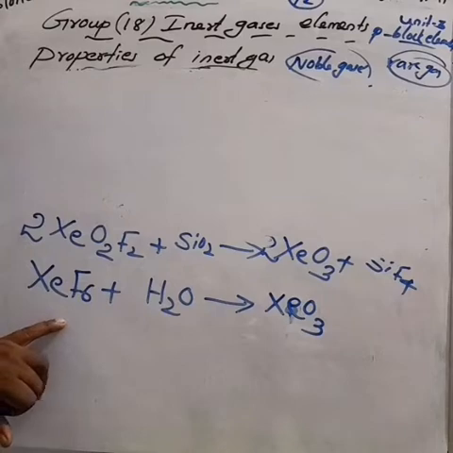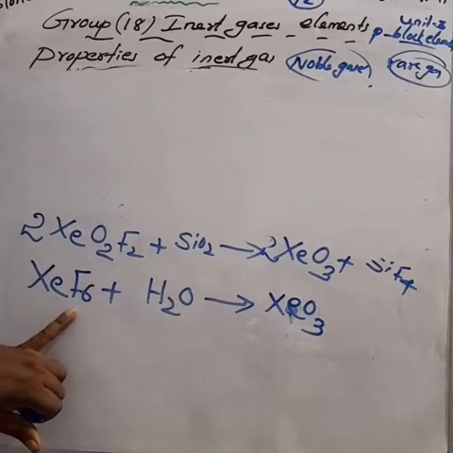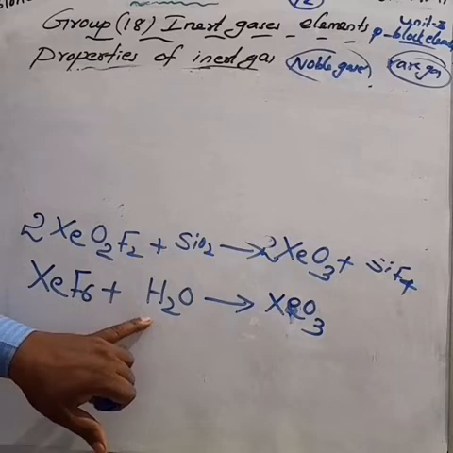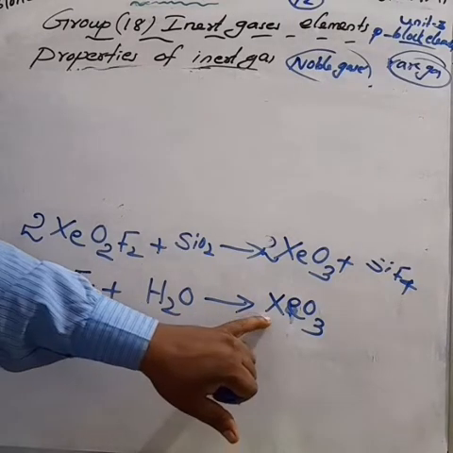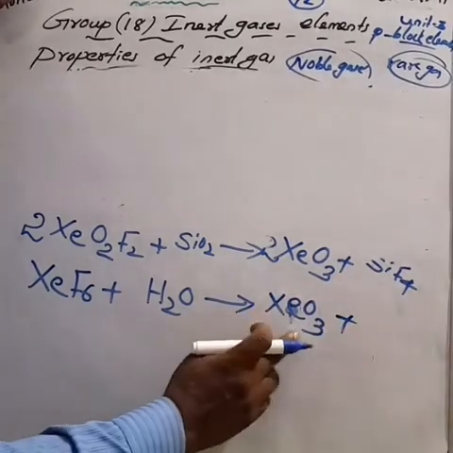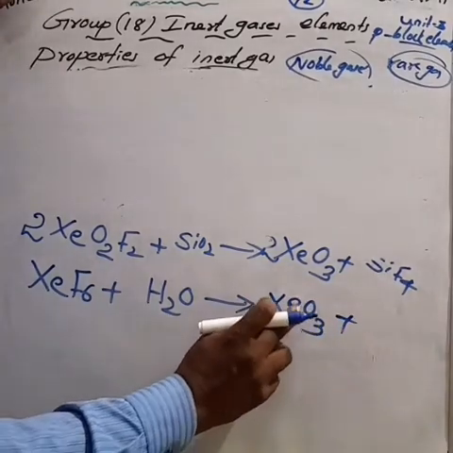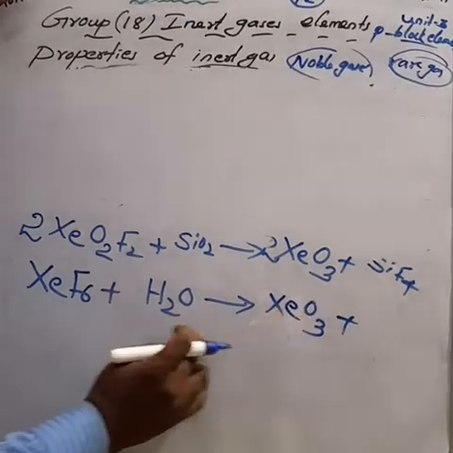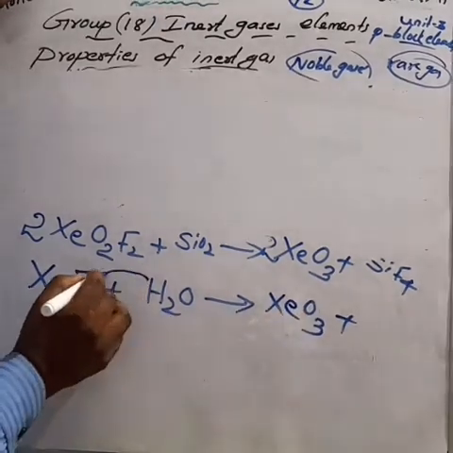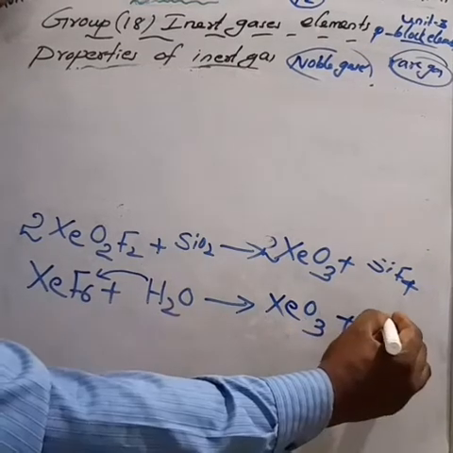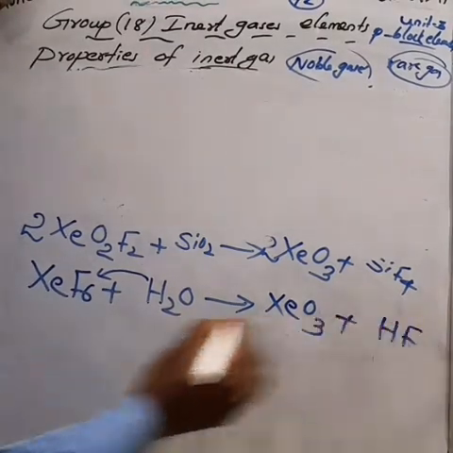What is the name of the compound? XeF6, that is xenon hexafluoride, reacts with water, H2O. We get XeO3. What's the name of the compound? XeO3, xenon trioxide, and also the hydrogen combines with fluorine, we get HF. So how can you balance the equation?